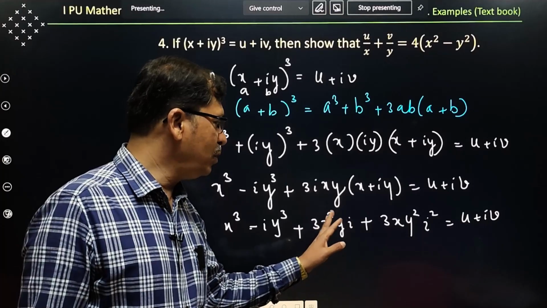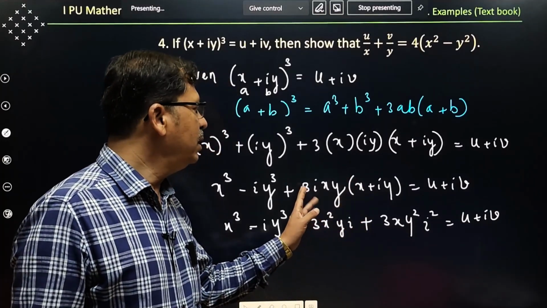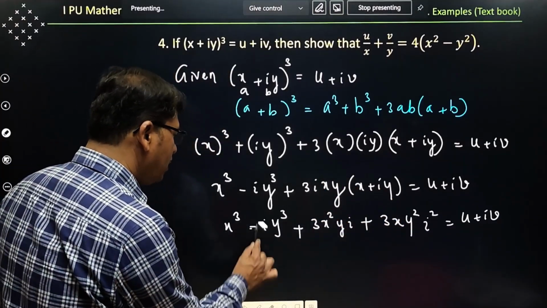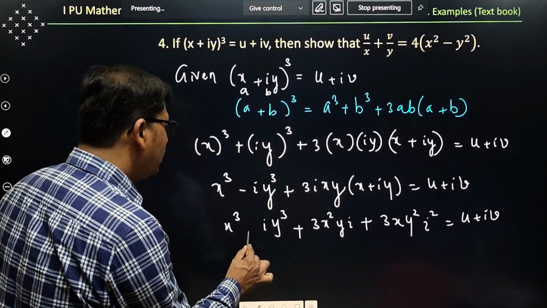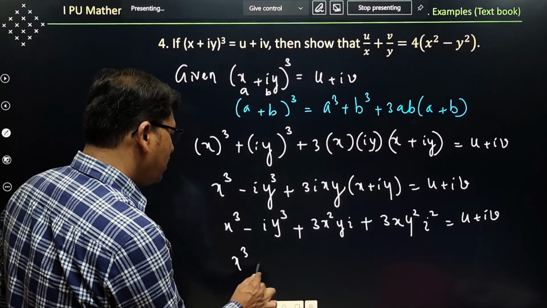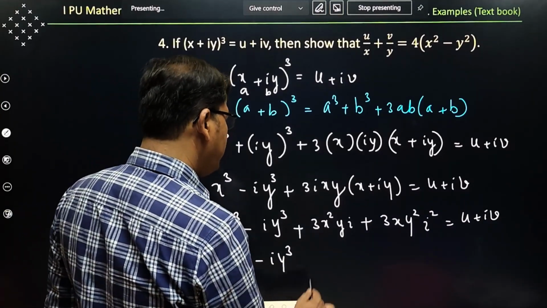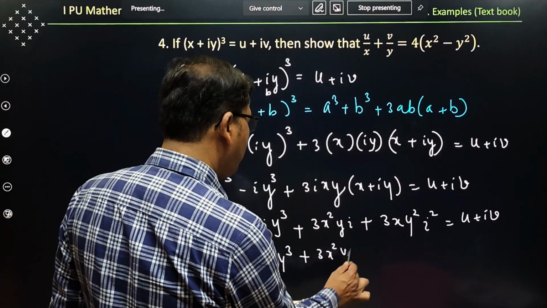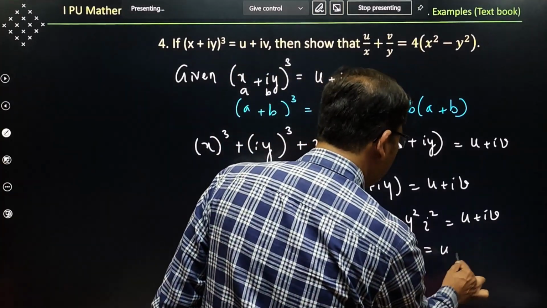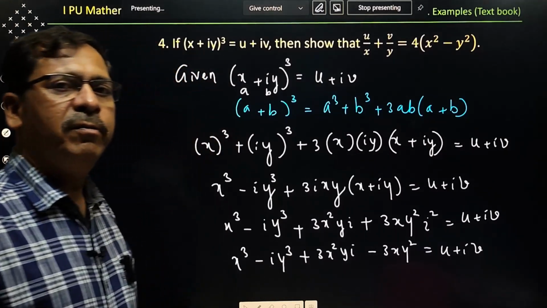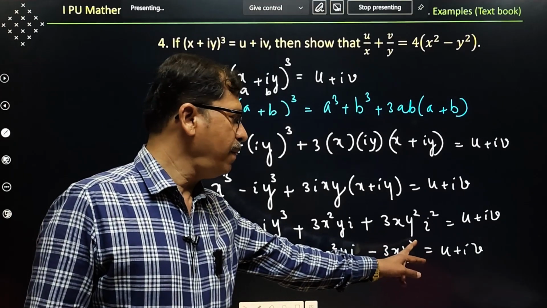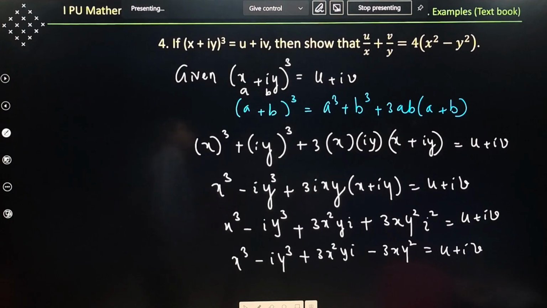Look, this is not understood by everyone. This is equal to u plus iv. You must tell me if I make a mistake. 3xy is there, multiplying it by x gives 3x² y. I have kept i. Next, plus is there, I have put plus. 3xy is there, multiplying it by y gives 3xy². I have put i into i square. So what happens? This is equal to minus i value correct, x cube as it is, minus iy cube plus 3x² y into i, this is minus 3xy². Please tell me why I have written minus 3xy².